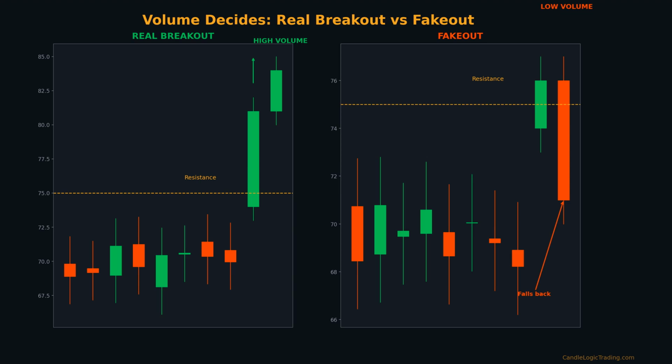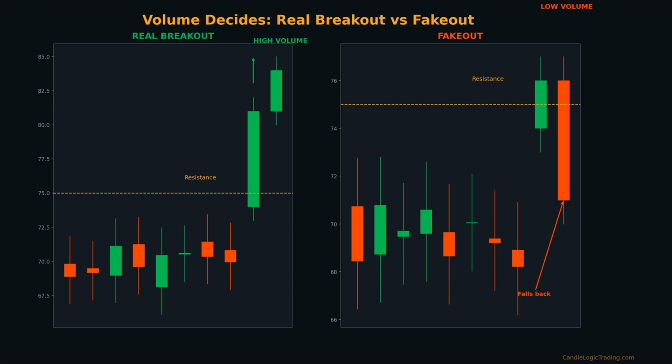A fake breakout, a fakeout, has low or average volume. The stock pushes slightly above resistance. There is no volume surge, and then it falls right back below. The breakout had no conviction behind it, no institutional participation. It was just enough buying to briefly pierce the level, probably retail traders chasing, and then it failed.